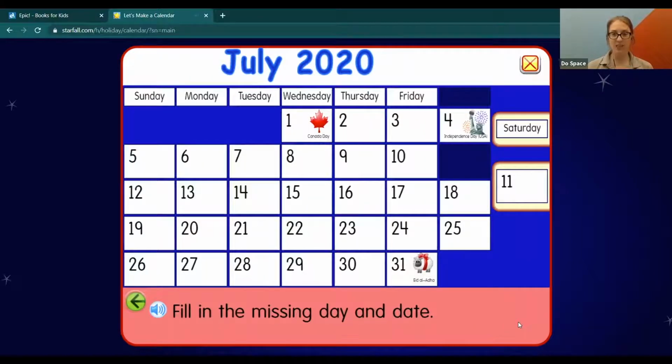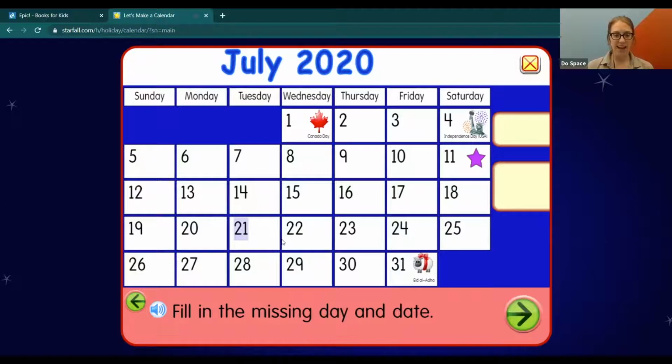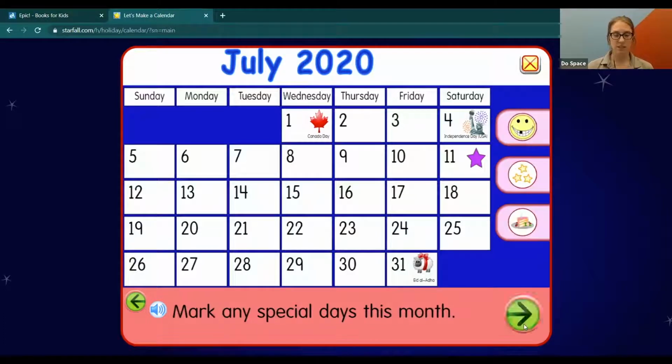Okay, so now we need to drag and drop our Saturday and our 11th day of our month back into our calendar. So let's start with Saturday. Let's touch and drag that Saturday where it needs to go. Pretty easy because they're all right next to each other. Let's do the same with our 11th. Perfect. And let's touch that green arrow one more time. So this is our month of July, not June, but July.